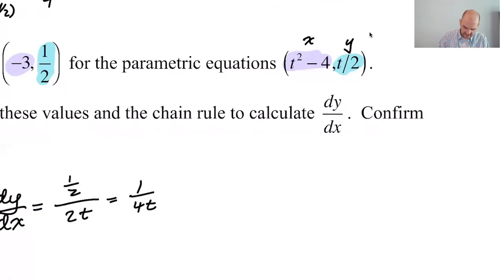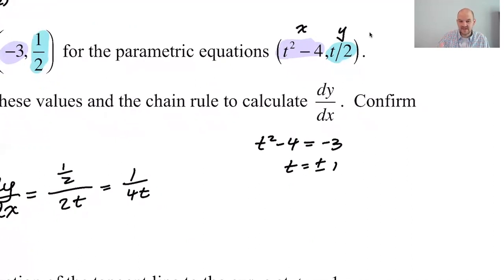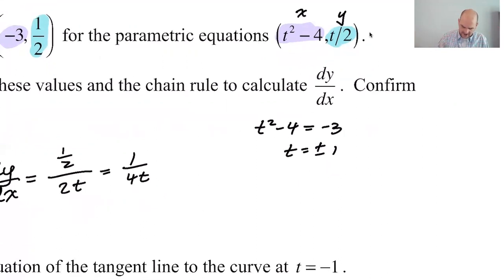So let's assume that this is a complicated situation, which it's not, but let's say that it was. We would have started with this, and we would get t is plus or minus 1, right? So that makes x work. X is going to equal -3 when t is plus or minus 1. So now there are two candidates, but then y, t over 2 equals 1/2. So this is for x.